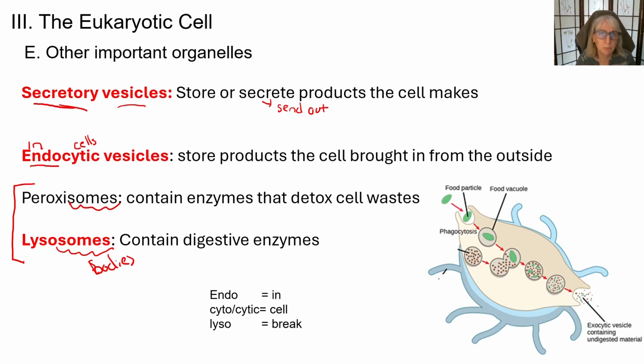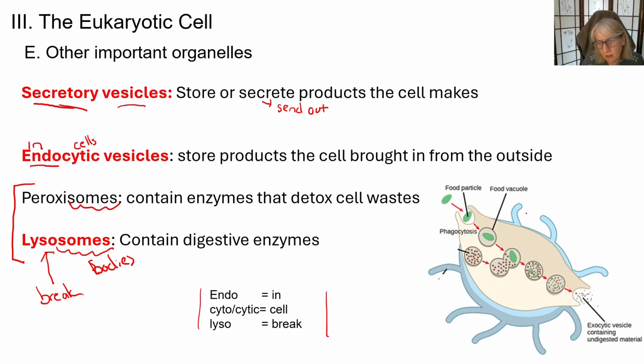Peroxisomes contain peroxide and other enzymes that get rid of waste material so that the cell doesn't fill up full of waste, because the cell is making waste as it's doing its metabolic processes. Or lysosomes. Lyse means to break. And I've got them down here. I tried to put the vocab at the bottom here. And the lysosomes are like cell stomachs. They digest things that the cell has taken in.